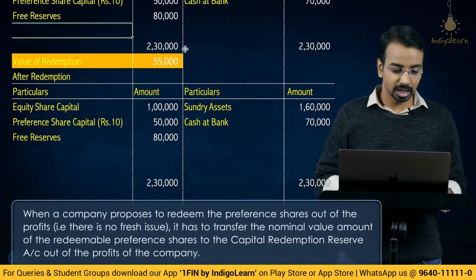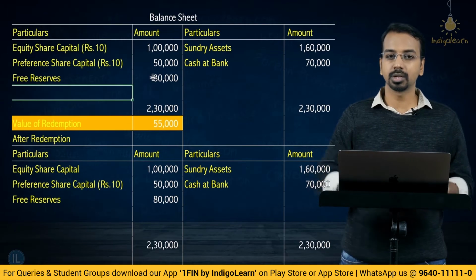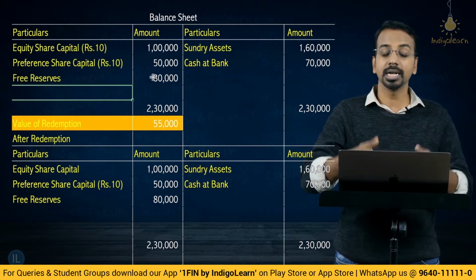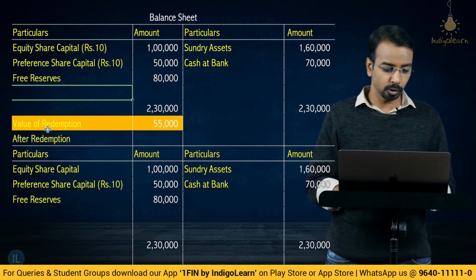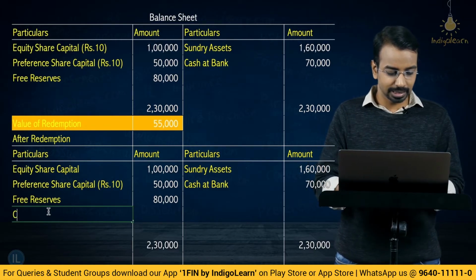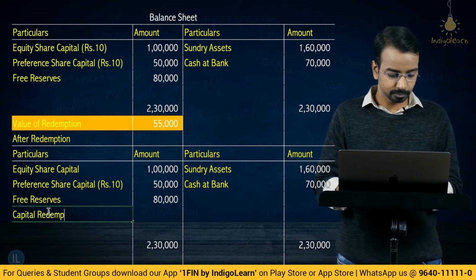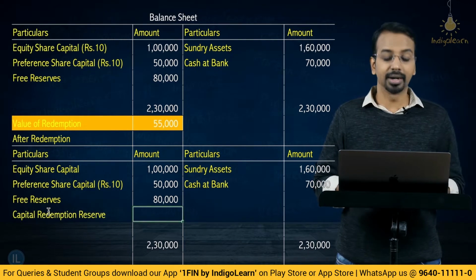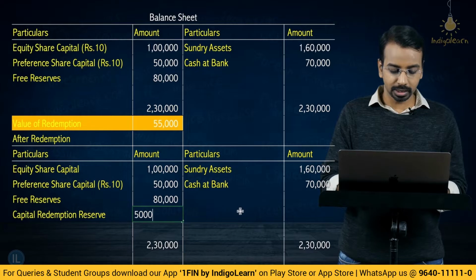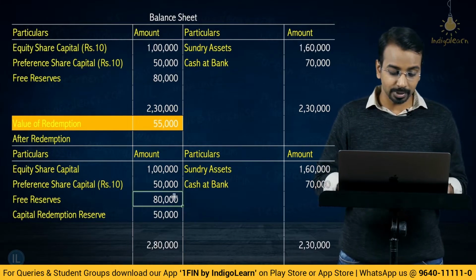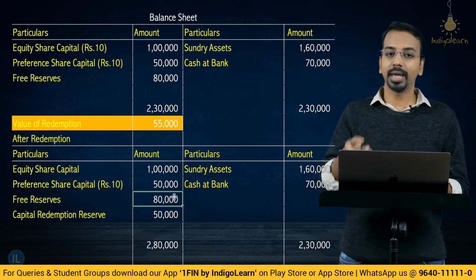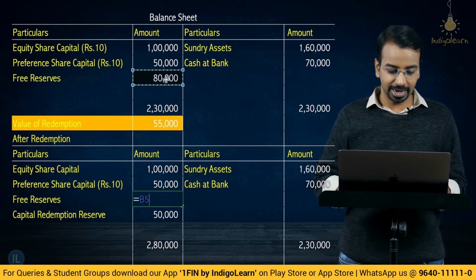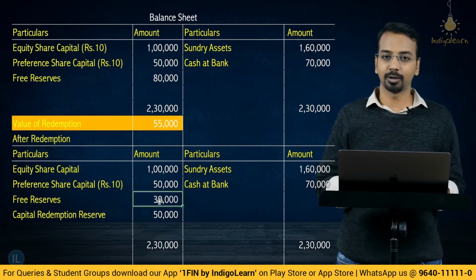How will we create that? From this free reserve of 80,000, we will remove 50,000 and create a separate account called the CRR account. So let me create a capital redemption reserve which will be worth 50,000. Now what happens to this 80,000? 50,000 has been transferred to CRR. So originally we had 80,000, now 50,000 is gone. We are left with 30,000, right?